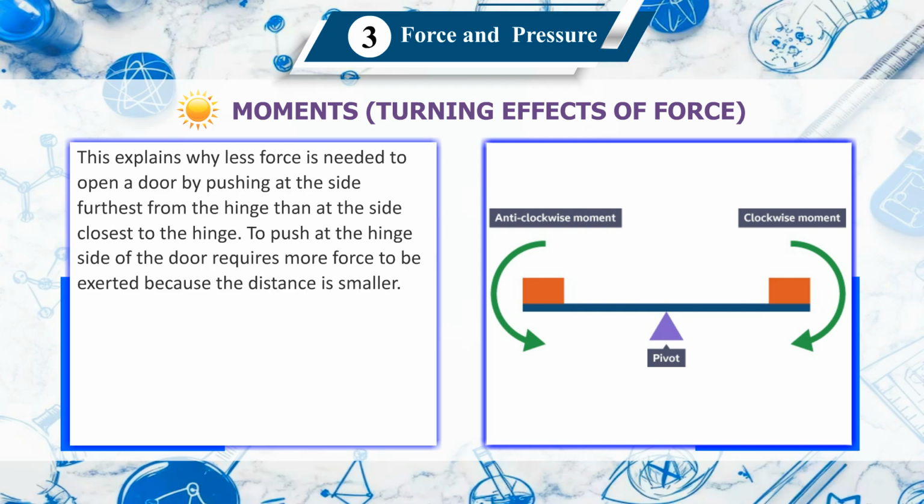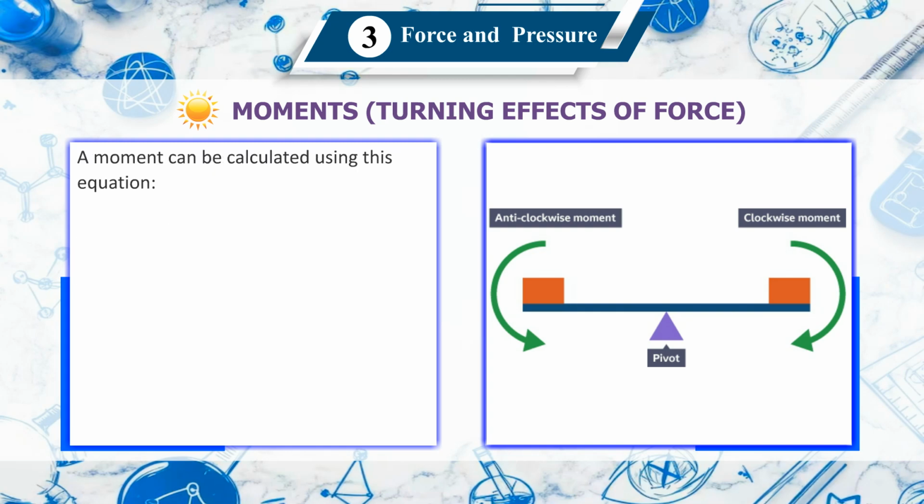This explains why much less force is needed to open a door by pushing at the side furthest from the hinge than at the side closest to the hinge. To push at the hinge side of the door requires more force to be exerted because the distance is smaller.